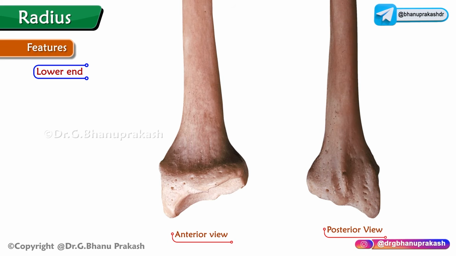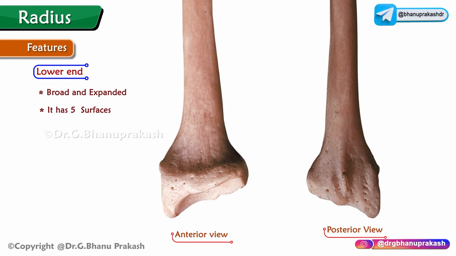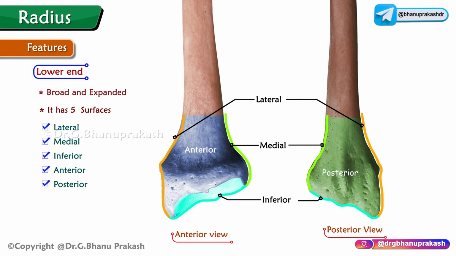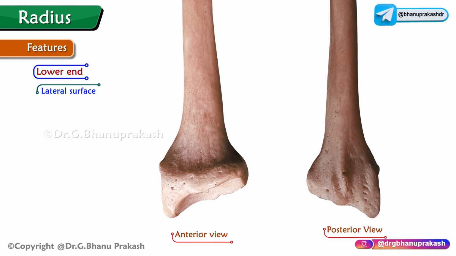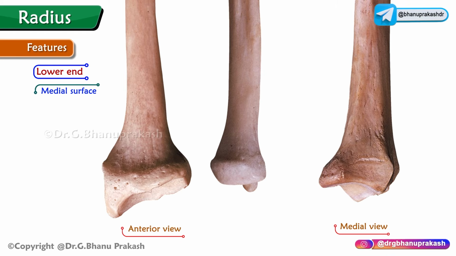The lower end. It is broad and expanded. It has five surfaces: lateral, medial, inferior, anterior, and posterior. The lateral surface. It consists of a bony projection called the styloid process. There are two grooves present lateral to the styloid process which transmit the tendons of abductor pollicis longus and extensor pollicis brevis.